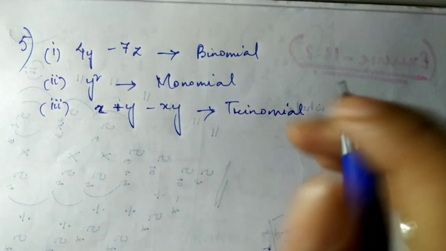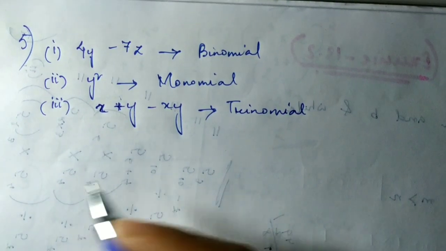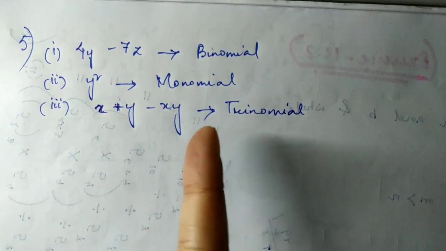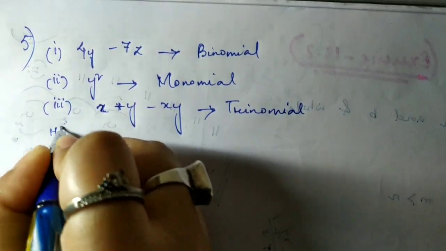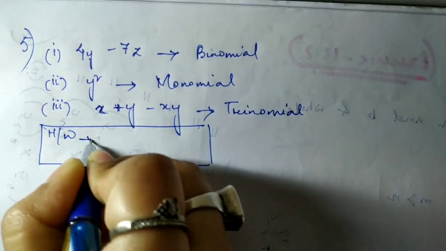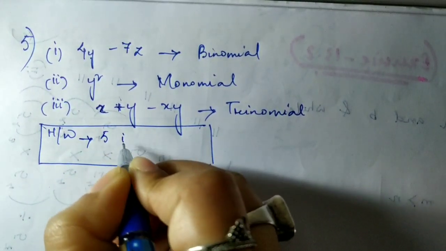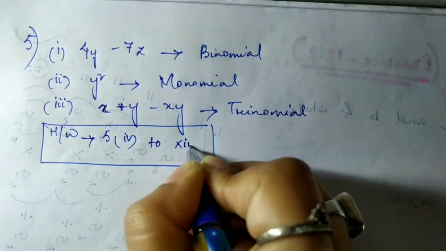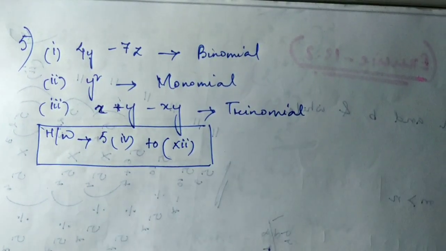No. Okay, now the remaining ones you have to do in the same way: count the terms and then write whether it's a monomial, binomial or trinomial. Don't think I have given you so much homework. It's just because there are more similar sums, and I would like you to do this one so that you understand it better. So this is your homework.